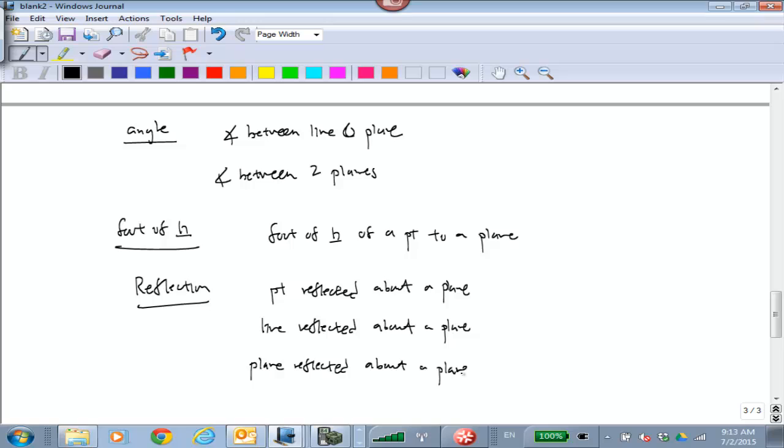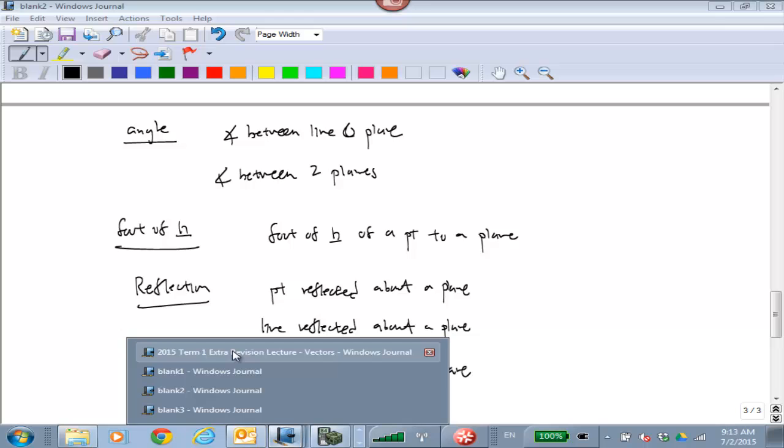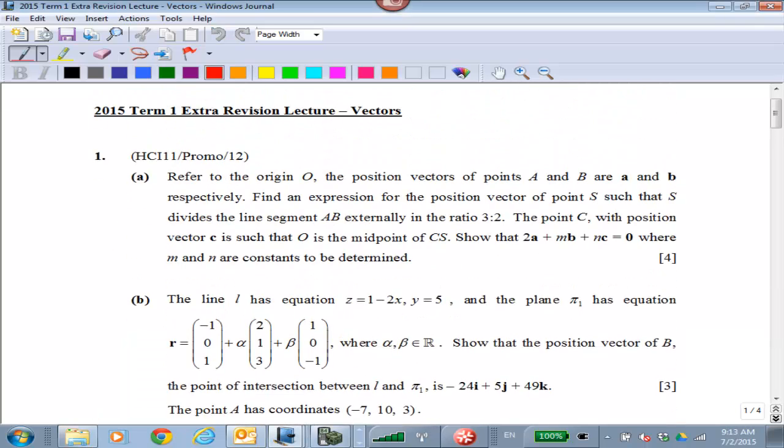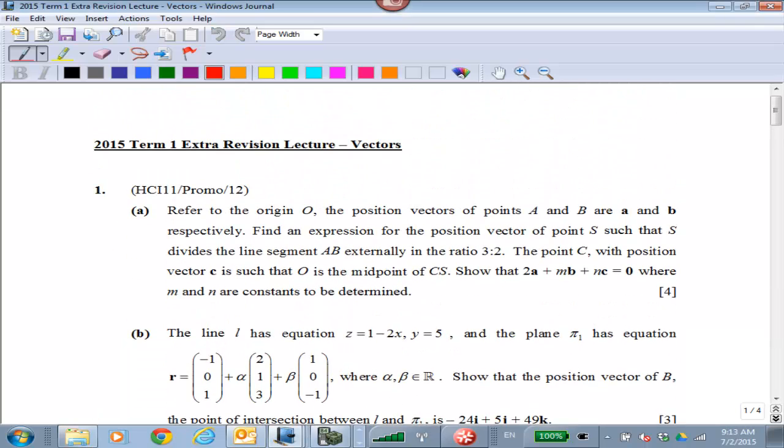So how to find all of them? Actually, all these reflection type of questions have a basic idea behind everything. Once you know it, everything can be done. So I will now start the questions proper. Question 1 first. Okay, question 1, please read. I think for some of you here, you already read this already, correct?